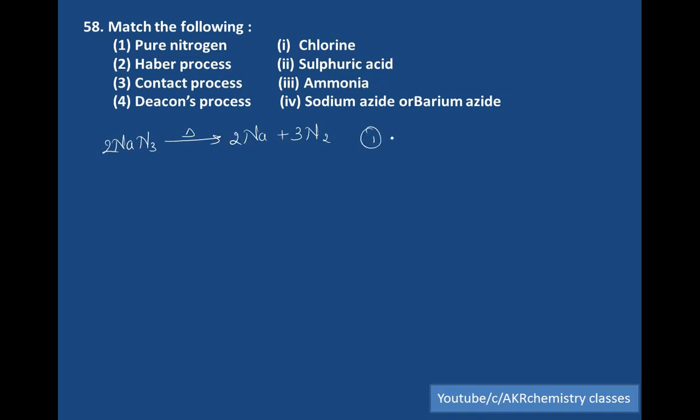So for the first one, the fourth one is the right option. Haber process is involved in the manufacture of ammonia. Nitrogen combines with hydrogen to form ammonia.